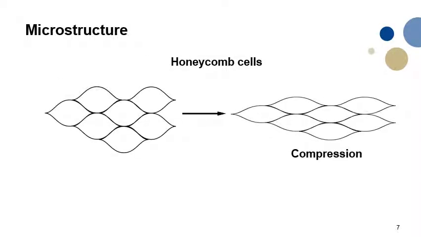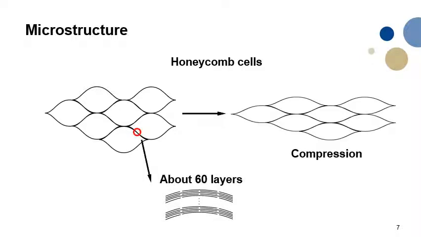The honeycomb cells of the worms are compressed during compression, but it's important to notice that the walls of each cell are formed by multiple layers, about 60 layers, and in each layer there are a lot of defects, a lot of voids, so these layers can slide. Since these layers can slide during the compression, the cells can stretch and flatten.